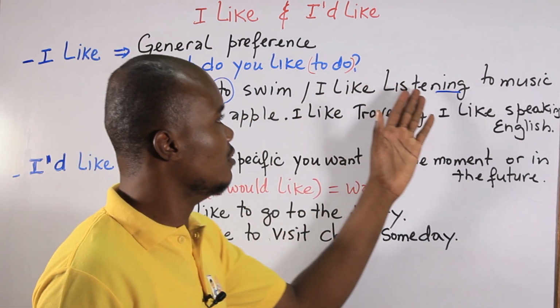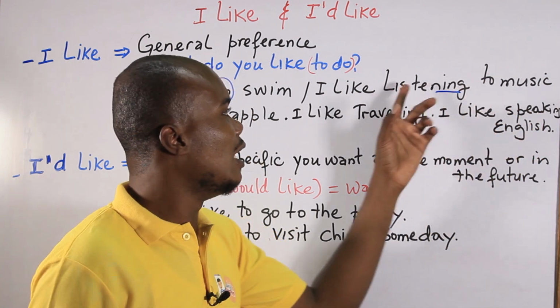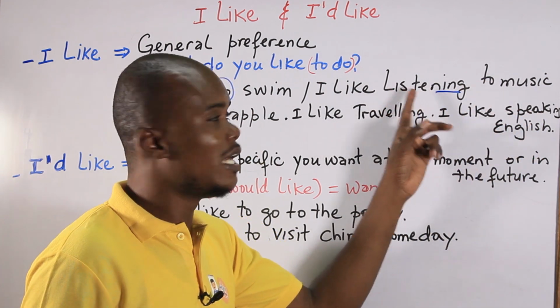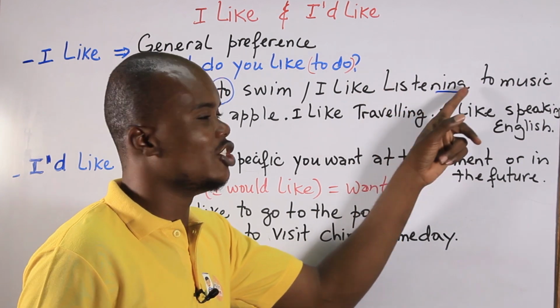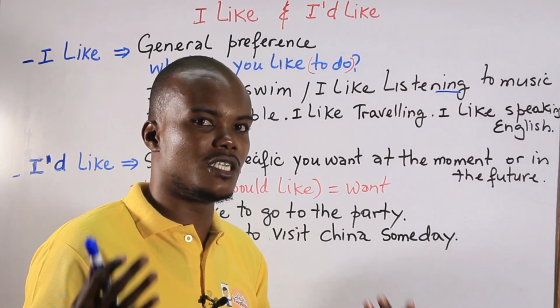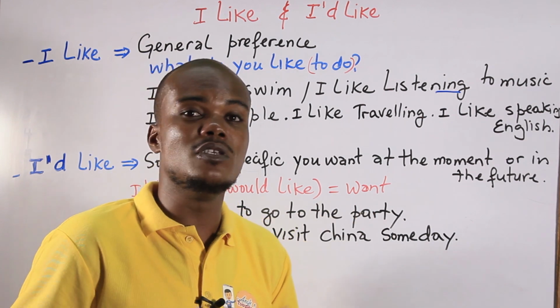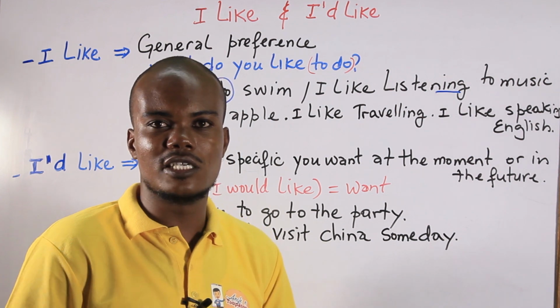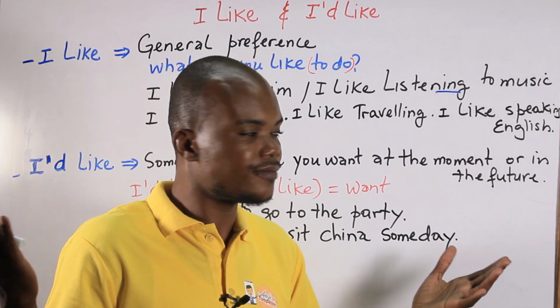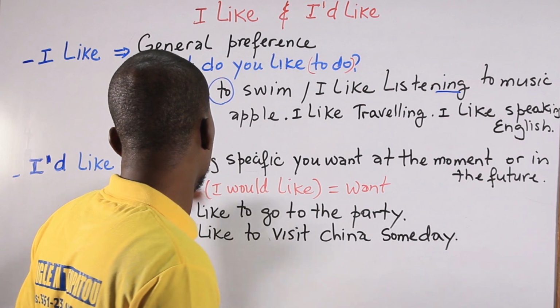And I like listening to music. Here I put the verb to listen in the gerund. That means I put ing on it. I like listening to music, but me, I'm a fan of music. I love music. Whatever genre of music it is, I love music.